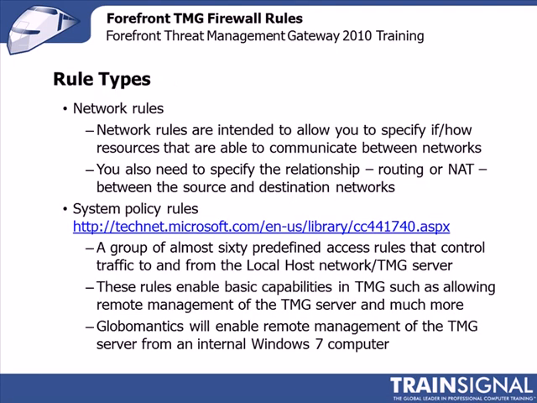There are a number of different rule types that you can specify in Threat Management Gateway, and the first one is a network rule. And these kinds of rules are evaluated first as Threat Management Gateway makes a determination about whether a particular kind of traffic or a particular traffic request is allowed. Network rules are intended to allow you to specify if and how resources are able to communicate between networks. When you create a network rule, you have to specify the relationship, routing or NAT, between the source and the destination networks. I'm going to go over to the Threat Management Gateway system now and give you a look at where network rules are configured.